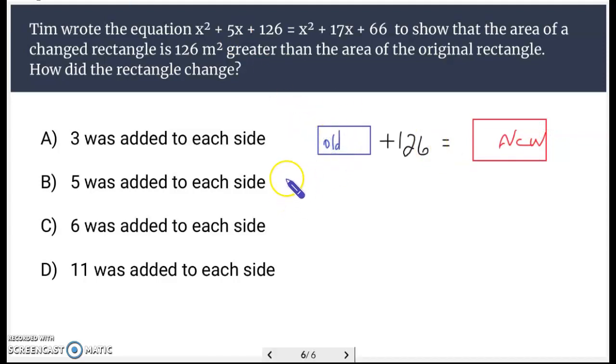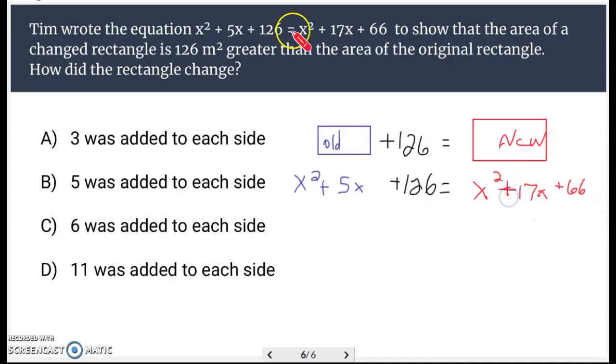Now the old one, according to the equation, can be represented by this expression, x squared plus 5x. We still have the 126, not really doing anything mathematically, just hanging around. The new rectangle can be represented by x squared plus 17x plus 66. Sorry, a little bit sloppy there. Let's try to factor everything and see if that helps make sense of this. If I factor out an x from the first term, I'm left with x plus 5, and that can represent each side of the rectangle. Here's the width and here's the length, x plus 5. The other side can factor.